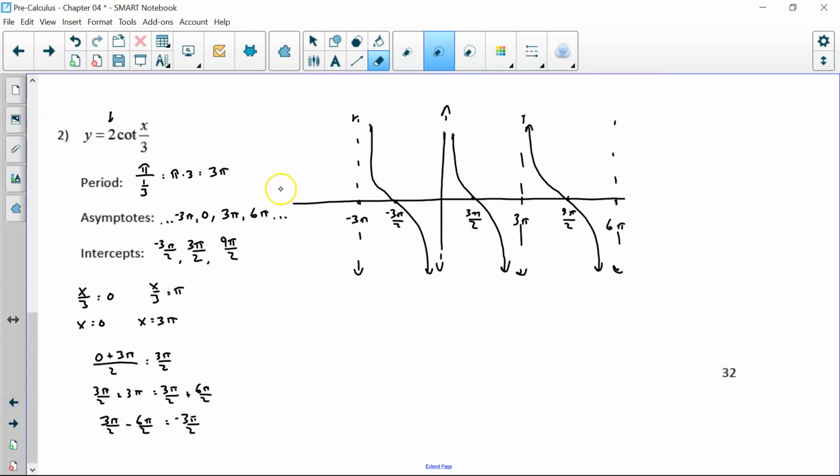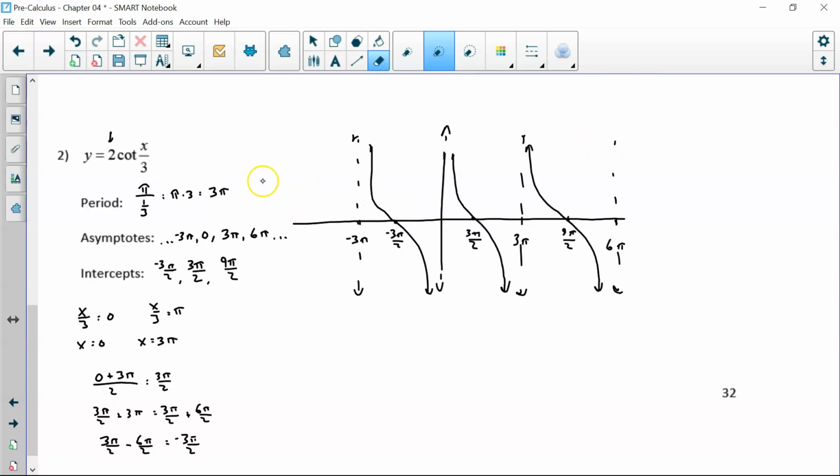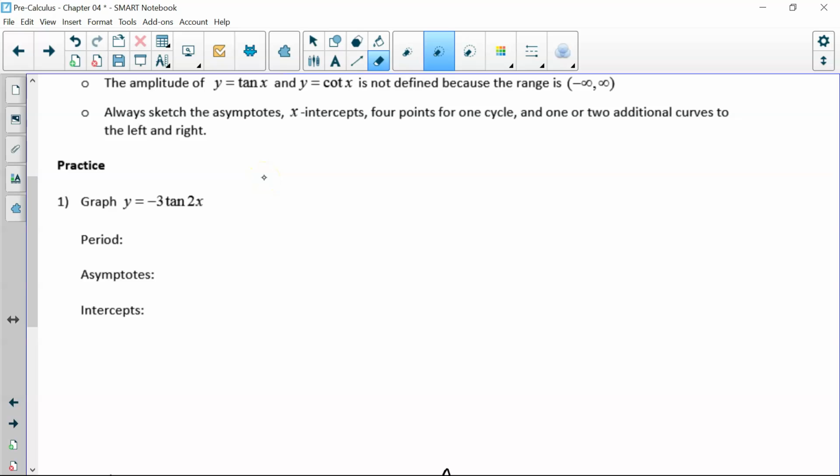Let's go back to problem number 1, the tangent one. Now, the reason I skipped this one is because we do have the negative in front, and that means we have an x-axis reflection. Everything else stays the same. Our period is pi divided by 2. So our period is pi over 2. Everything's pi over 2 apart, the asymptotes and the intercepts.